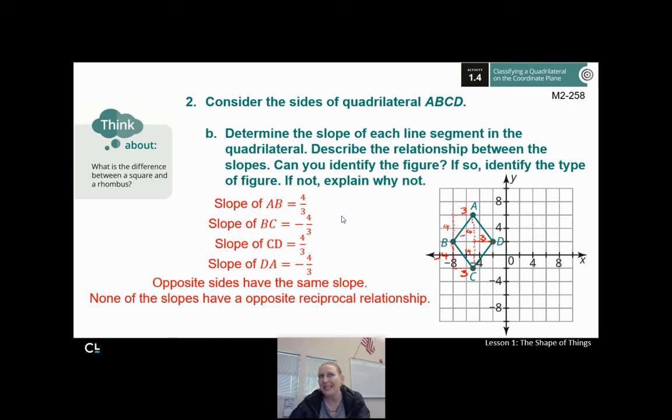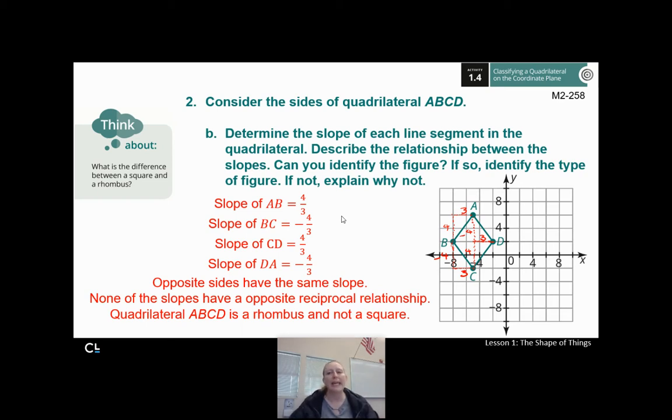This means there's no perpendicular lines. There's no right angles here. So it is just a rhombus and not a square. Because in order to be a square, we would have had to have 4 right angles, and we don't have 4 right angles.